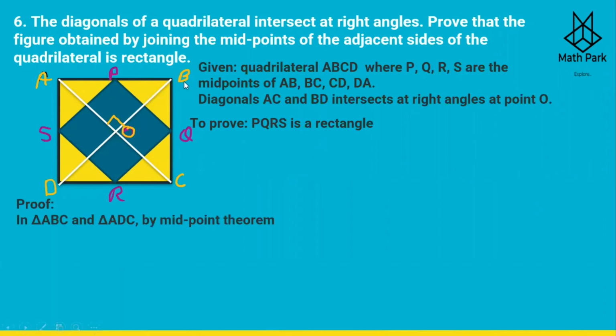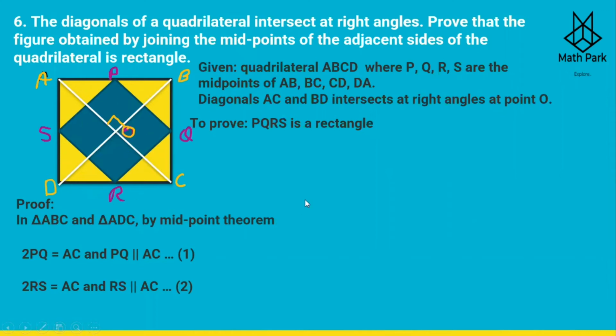In triangle ABC and triangle ADC, we are looking for two triangles which are based on diagonal AC. By midpoint theorem, you get PQ is equal to half AC, and in the same way SR is equal to half AC. So you get twice PQ is equal to AC and PQ is parallel to AC. Same way RS is also parallel to AC and 2RS is equal to AC. This we got from equation number 1 and 2.